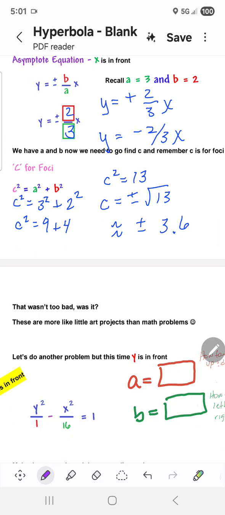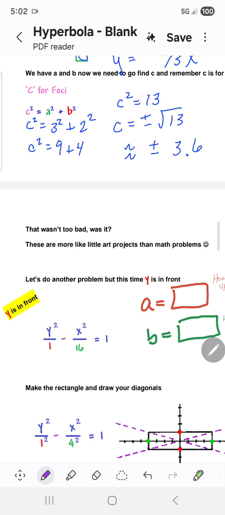Now let's switch it up and go the other way. Again, when you get a question like this, the first thing you're going to ask yourself is: is my x squared and is my y squared there? Yes, yes. Both terms are squared. Okay, good. Are they subtracted? Yes. Okay, that means I have a hyperbola. Next, who is positive? Who is in front? Oh, y is in front.